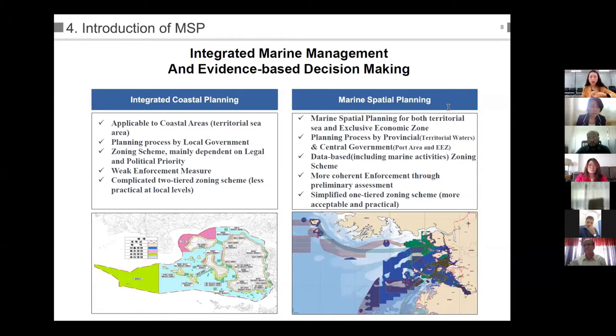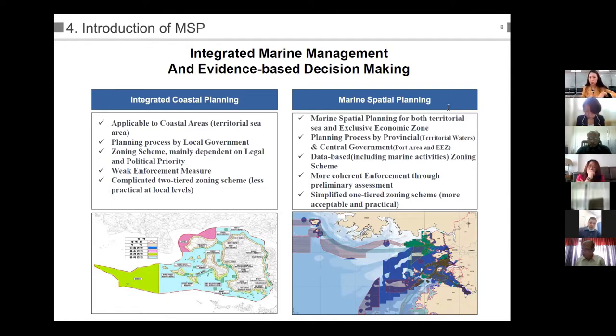As for marine spatial planning, first, we do the planning based on the territorial sea, and that is done by the provincial government. And during the zoning process, the marine space gets different purposes for the usage of that marine space. During that process, the government looks at the policy priorities and then grants the purpose of the use of that specific space. That is why we have called it the data-based zoning scheme.